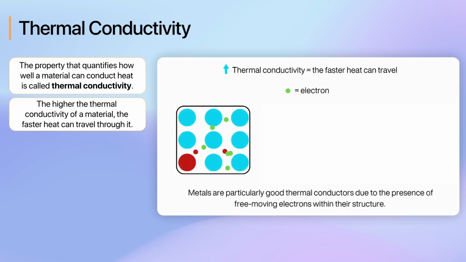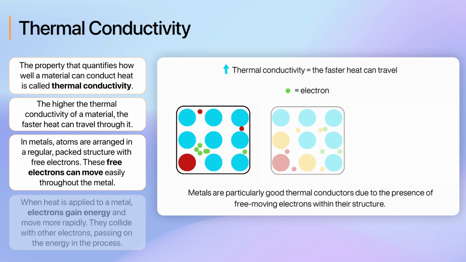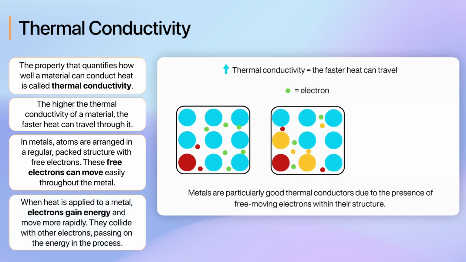Metals are particularly good thermal conductors due to the presence of free-moving electrons within their structure. In metals, the atoms are arranged in a regular, packed structure, and their outer electrons are loosely bound. These free electrons can move easily throughout the metal. When heat is applied to a metal, these electrons gain energy and begin to move more rapidly.